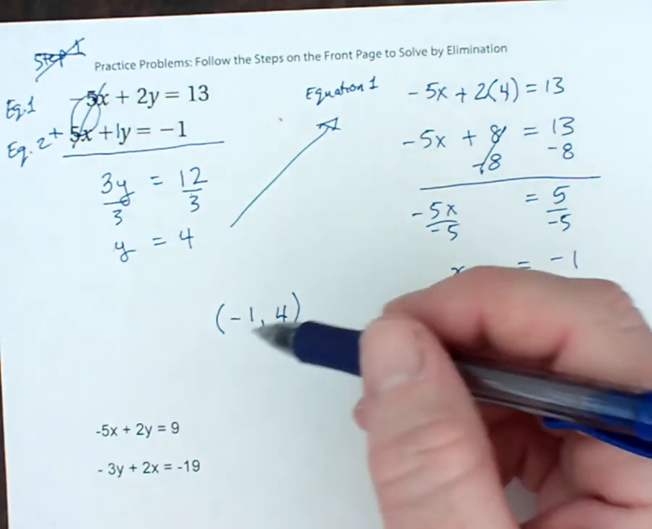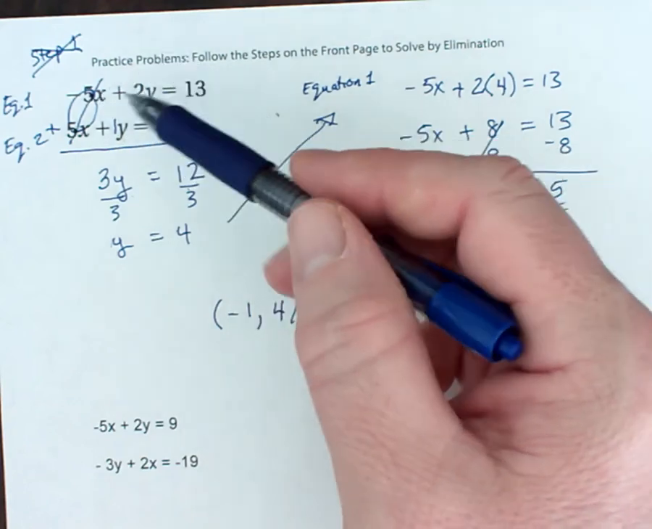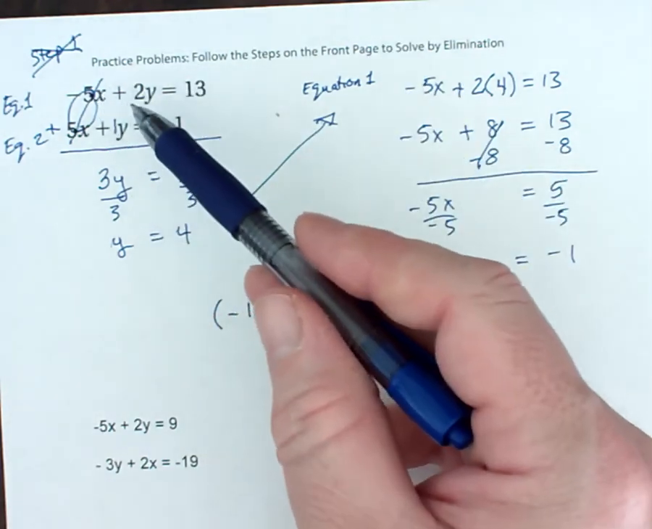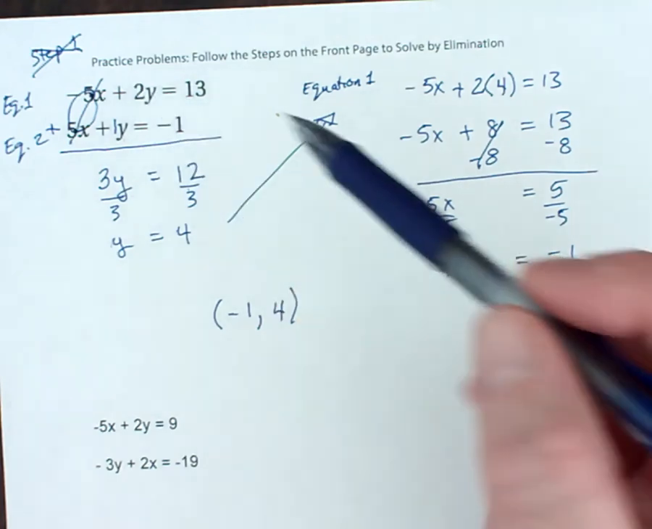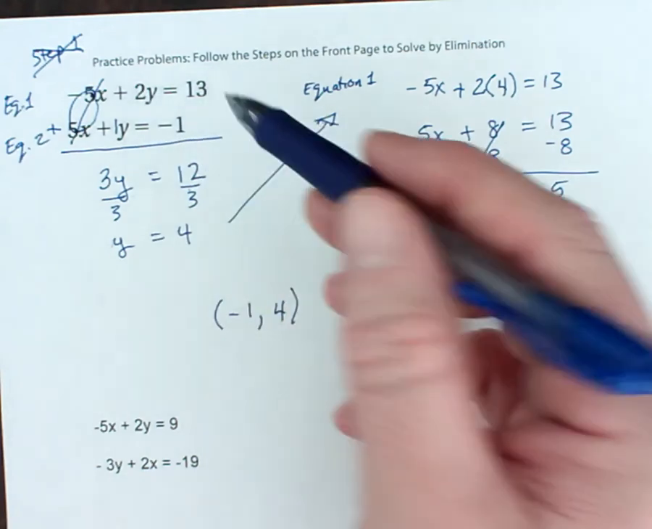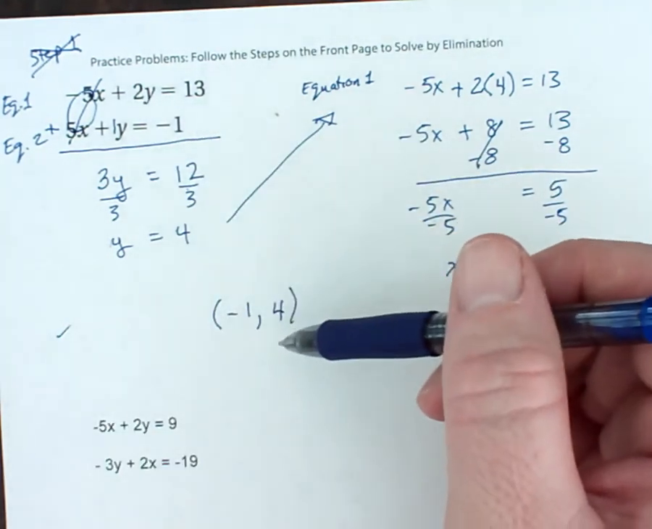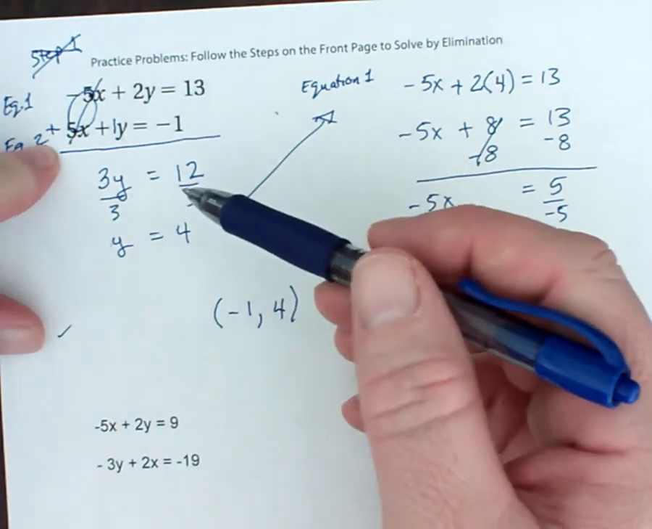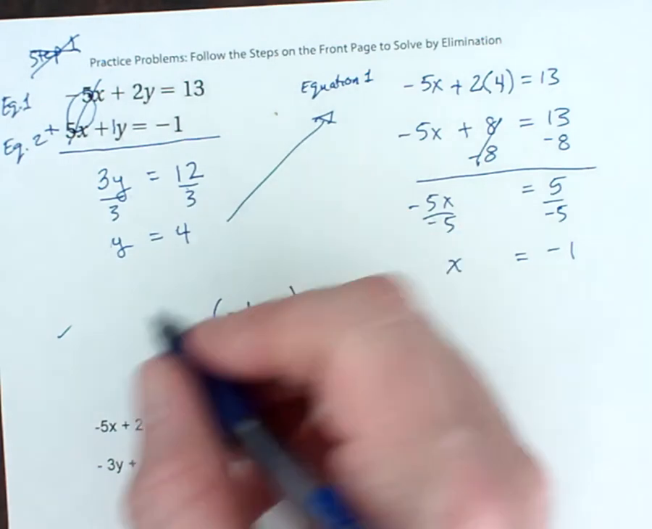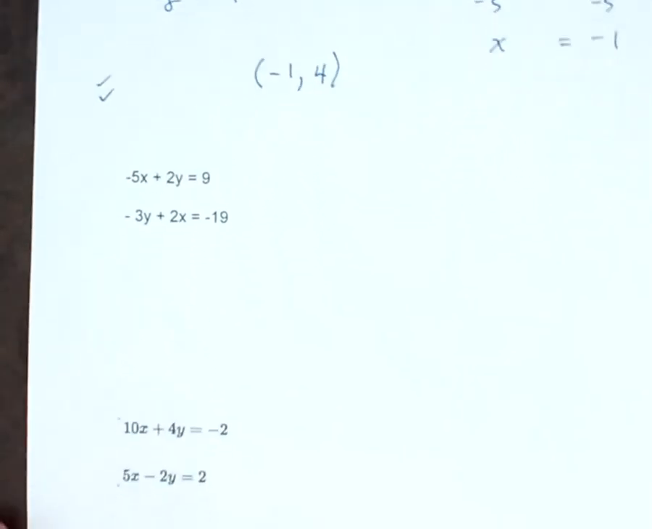I can check that answer mentally here. If I put negative 1 in for x, I'd have negative 5 times negative 1 is 5, plus 2, that's positive 5. And 2 times 4 is 8. So 5 plus 8 is 13. That's a check. And then if I put negative 1 in here, I get negative 5 plus 4 equals negative 1. Negative 1 equals negative 1. Check, check. So I did that one right.